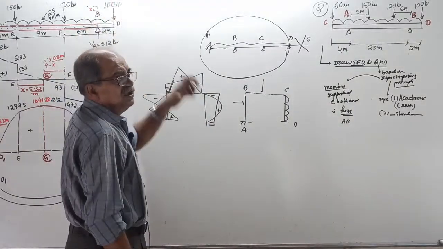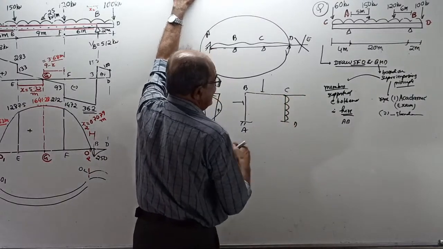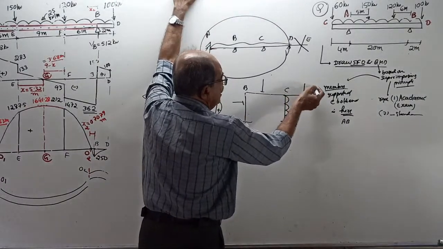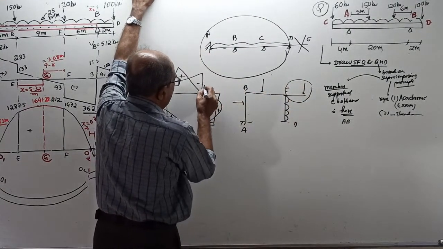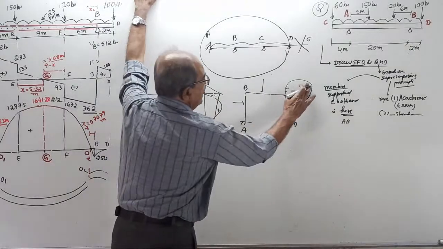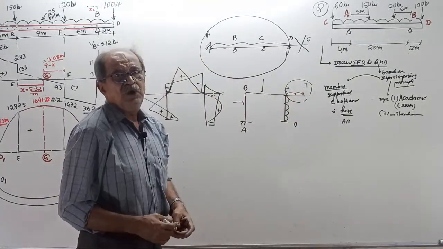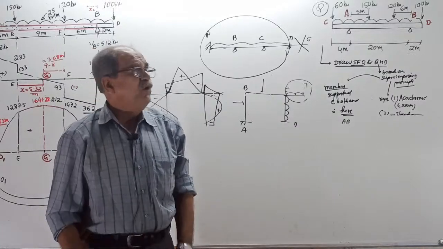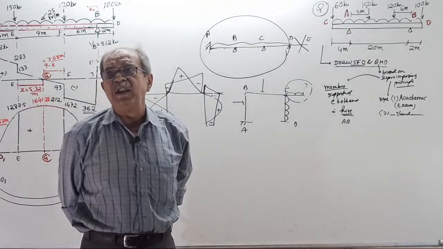This way you draw. But if by chance they give an overhang here, then suppose a point load is given here. Do not draw superimposing here. Simply some value will come here; join. Or if a UDL is given, do not use the superimposing method for overhangs or for members supported only at one end.